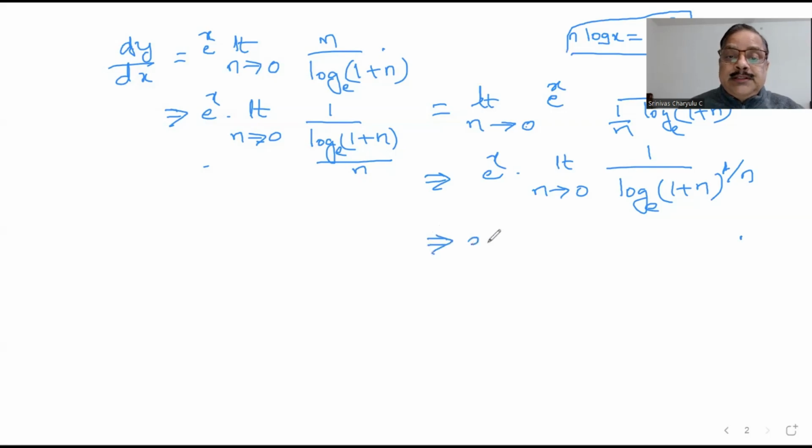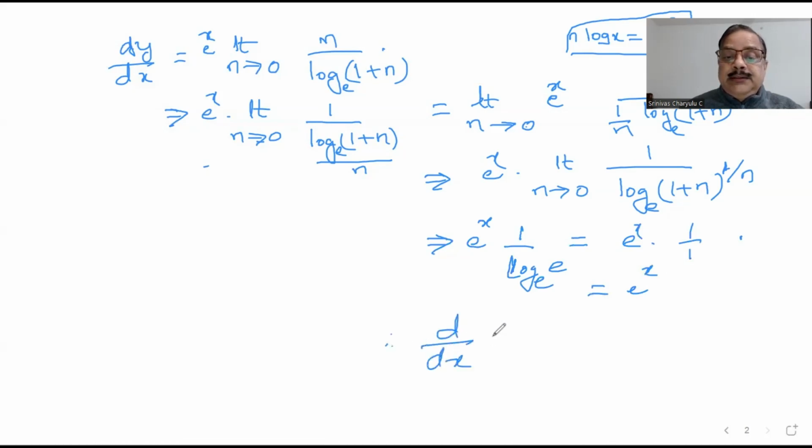If you go to the books and see this entire thing, limit n tends to 0, log of 1 plus n whole to the power of 1 by n, that will become completely value 1, because this will become log e to base e. This will become e to the power of x into 1 by 1, e to the power of x. Therefore, we completed the differentiation: d by dx of e to the power of x is equal to e to the power of x.